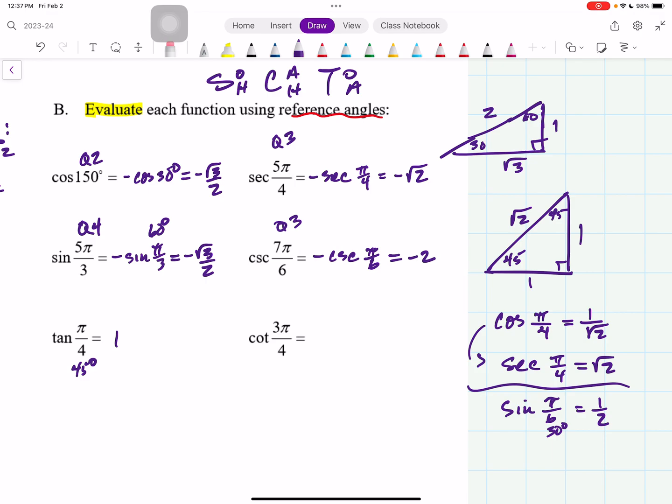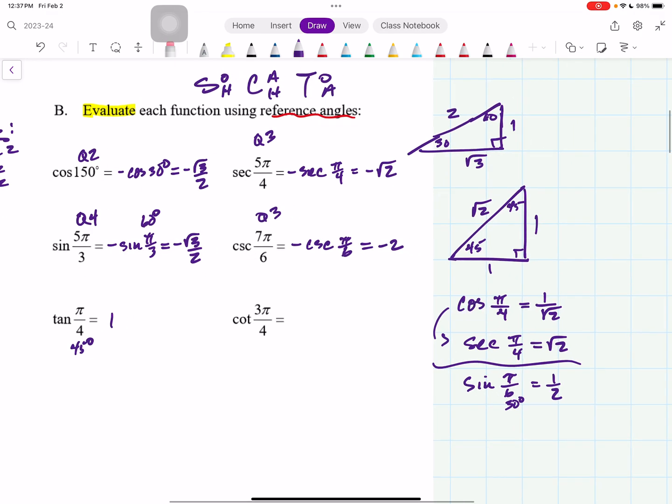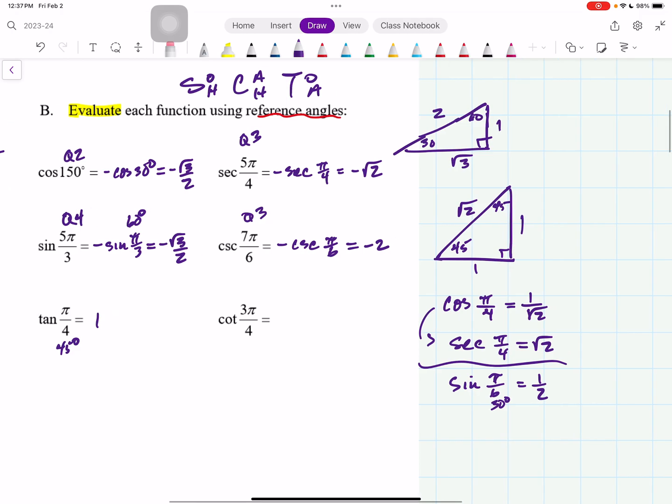Okay, apologize for that. I was just not thinking clearly right there. Okay, I'm human too, guys. But at least I caught my mistake. All right, last one here, cotangent of 3/4 pi.